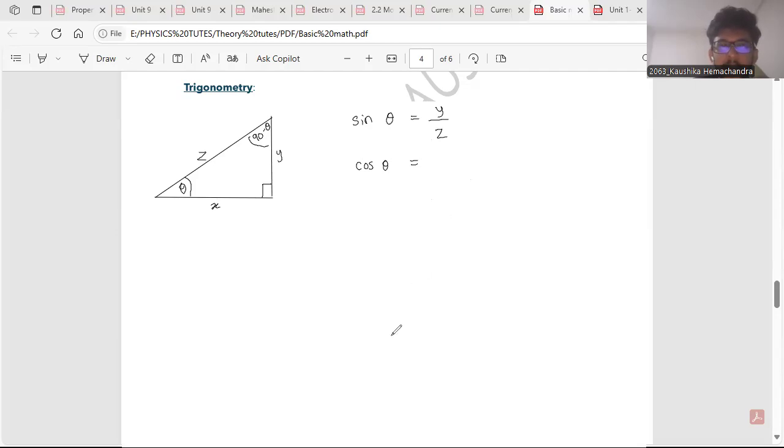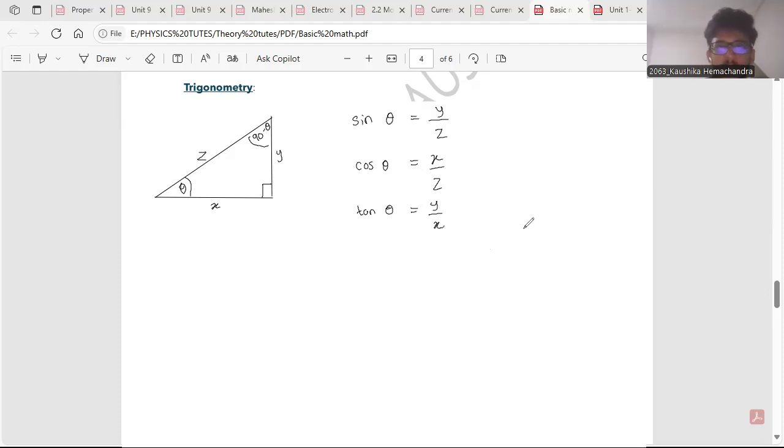Cos theta is adjacent over the hypotenuse, so x over z. Then we have tan theta, which is what? Opposite over adjacent for the given angle. So for theta, it's y over x.